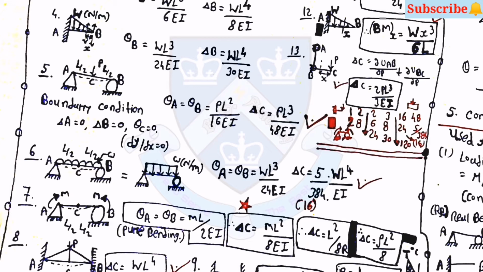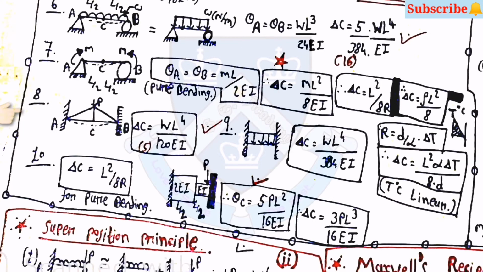Then in the seventh type, the moment is acting at both the ends: theta A is equal to theta B is equal to ML upon 2 into EI. Then delta C is equal to ML square upon 8 into EI. And for the eighth type, UVL at the center, delta C is equal to WL raised to 4 upon 120 EI. Then for the tenth one, delta C is equal to L square upon 8R, which is the equation for pure bending.